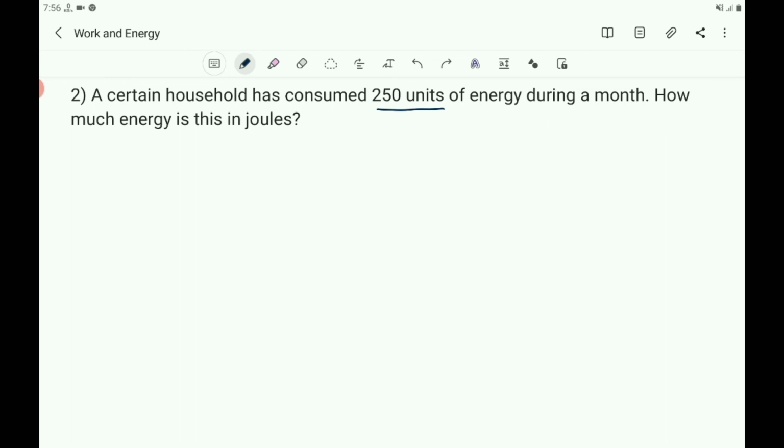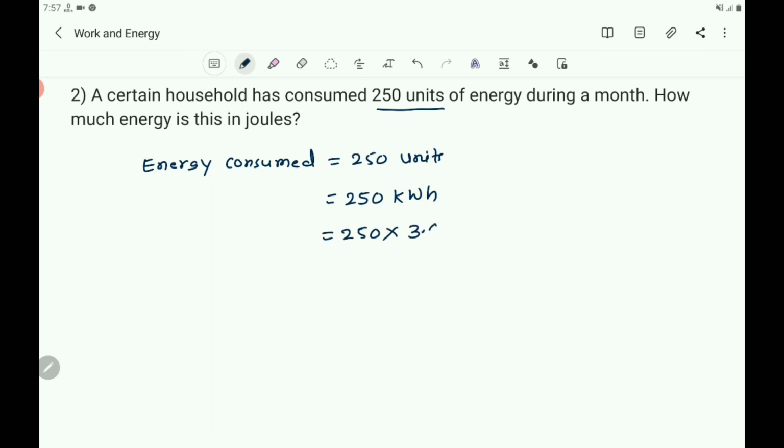So you write, how much energy consumed? Energy consumed equals 250 units. You know that is equal to 250 kilowatt hour, and also you can take it as 1 unit equals 3.6 into 10 power 6 joules. So you write 250 kilowatt hour, that equals 250 into 3.6 into 10 power 6 joules.